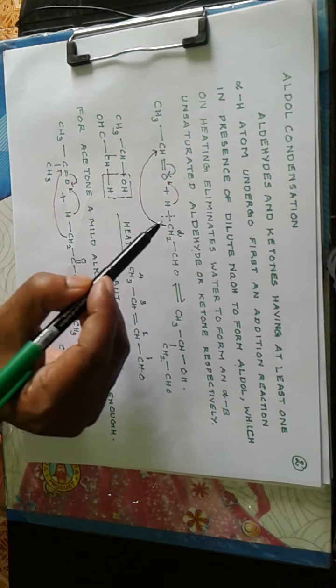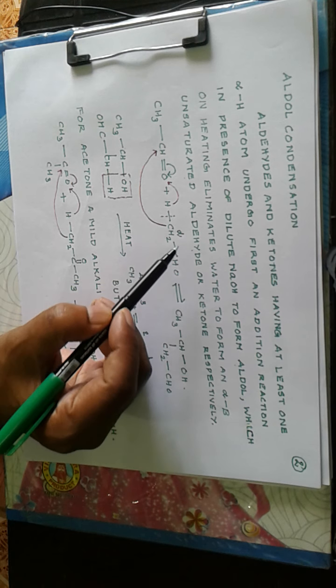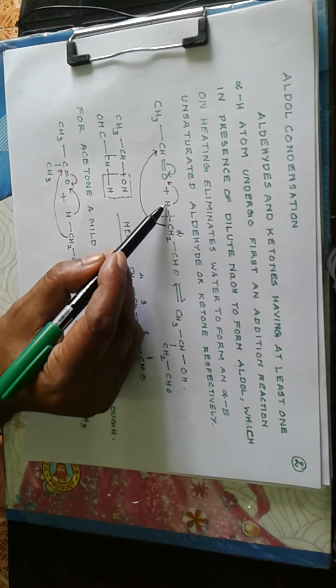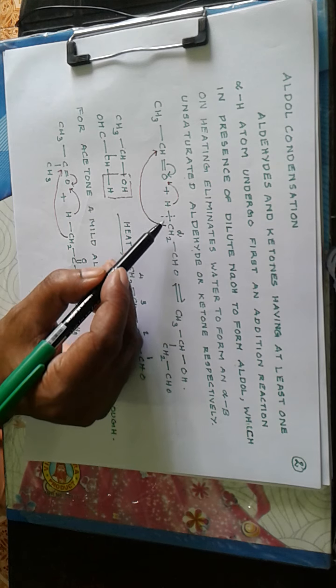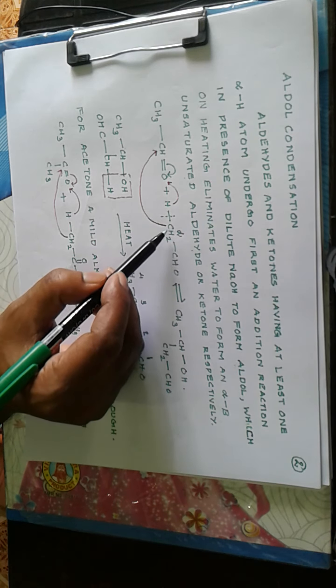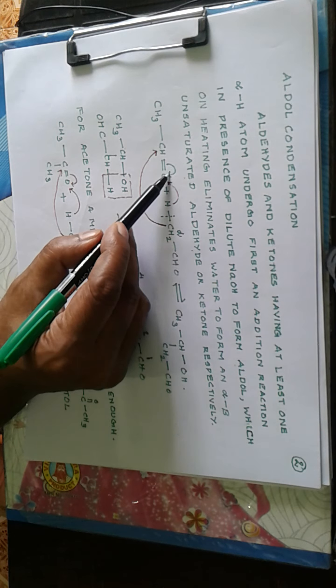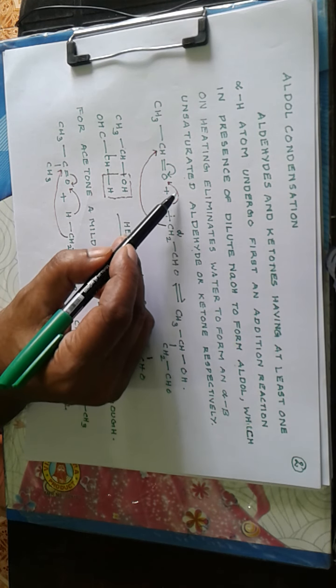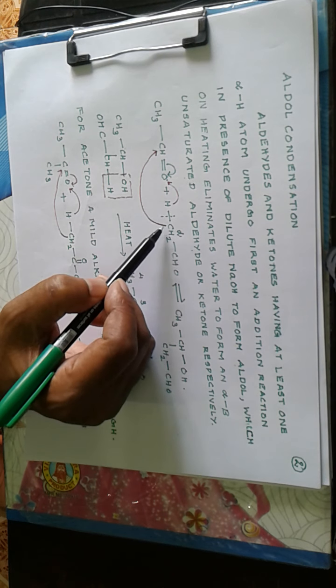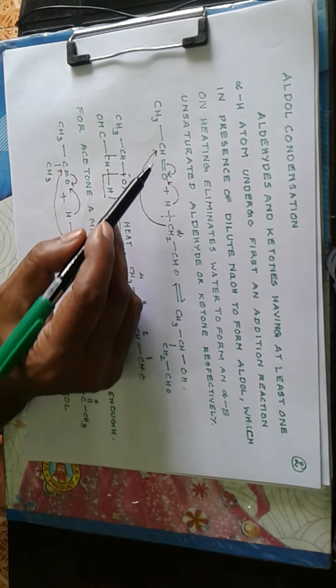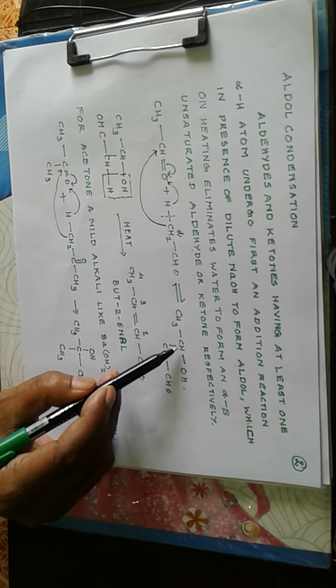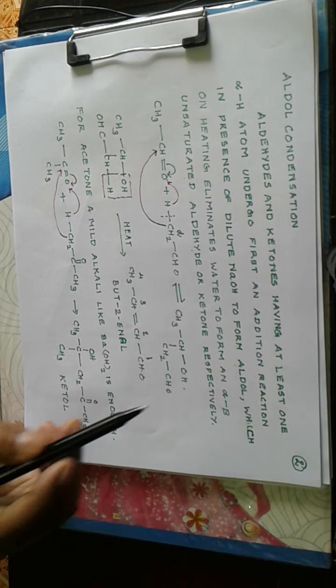There are 2 hydrogen atoms connected to the alpha carbon, so 2 alpha hydrogen atoms. Now here, with acetaldehyde we have 2 plus 1, that is 3 hydrogen atoms, and acetaldehyde splits into H and CH2CHO, and this C=O bond polarizes, and H as H positive connects to this oxygen, and the CH2 group as a whole goes to the carbon, and we get CH3CH(OH)CH2CHO.